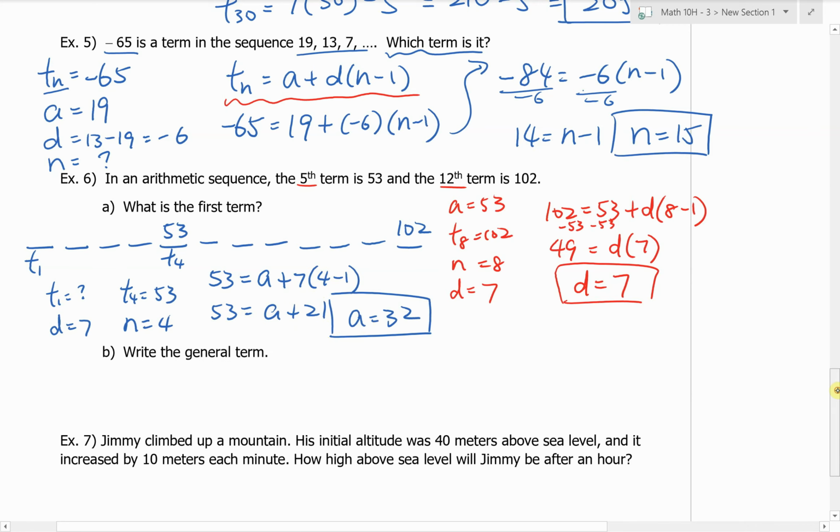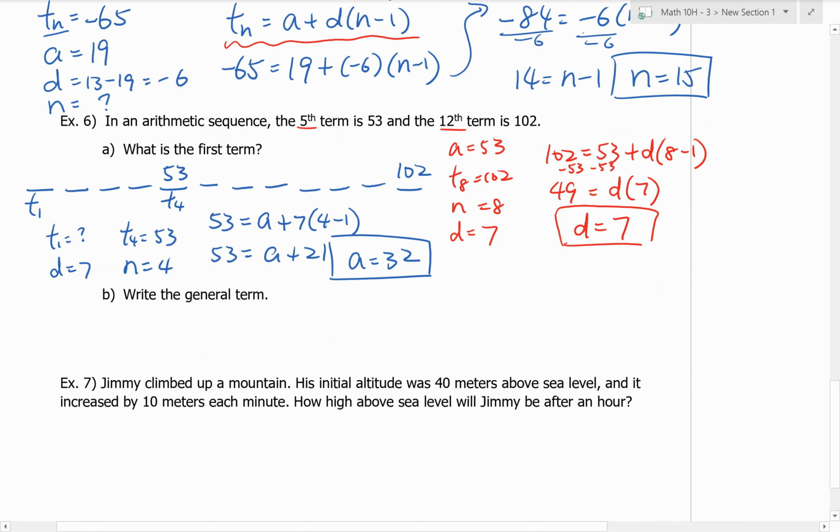Okay. Part B, once you get part A, part B really is simple because then you just need to figure out what Tn is in general, right? The general term is Tn. What is Tn? So then we have everything else. We know A is 32, plus we know the common difference is 7. We don't know what n is, and that's okay.